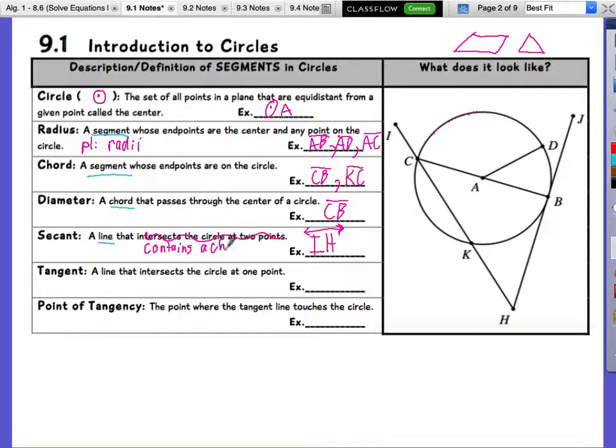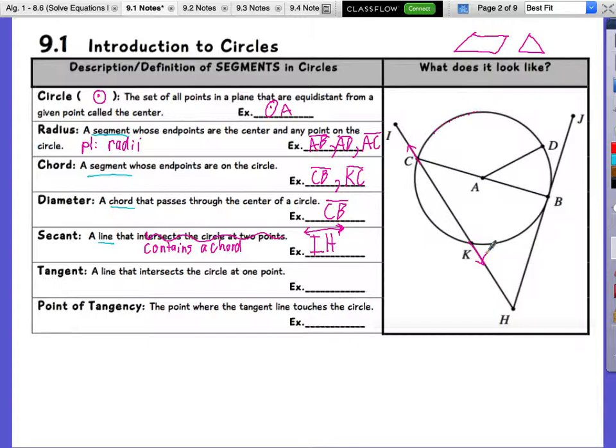Now, could we have named this line in a different way than IH? We can call it HI. Could we call it line CK? No, it's not a line, it's a segment. It can still be a line. It can still go this way and this way. We could call it line CK. You just need any 2 points on the line. You can call it line CH, line KI, line CK, line HI, any 2 points on the line.